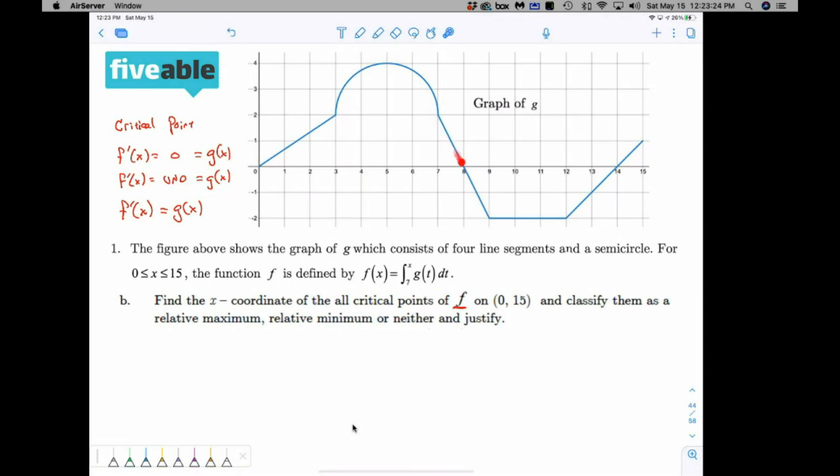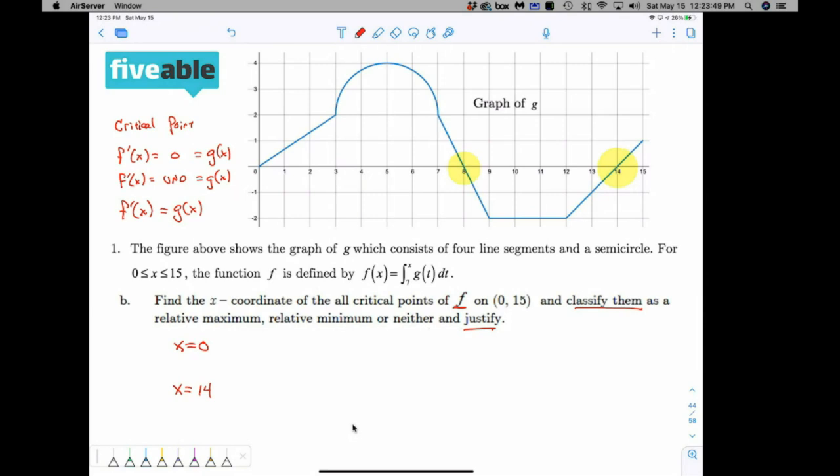And now we're just looking to find where the zeros of this graph are. We're going to get one right there at 8. As we continue this graph, we're going to find another one at 14. So what we know right now is that x equals 8 is a critical point and x equals 14 is a critical point. So now we've done the first part. We found the x coordinates. Second part, classify them and then justify.